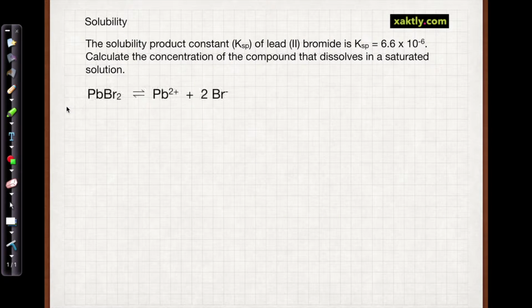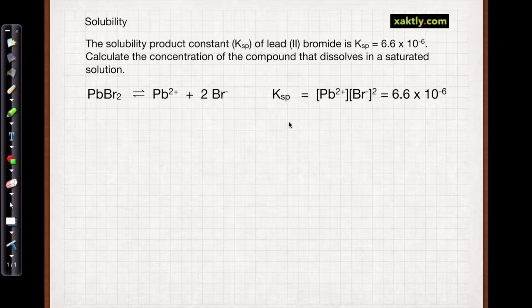A very typical kind of solubility problem. We're given the solubility product constant, and we want to know how much of the salt we can actually dissolve in water. So the first thing you want to do in problems like this is to write down the dissolution equation and then write down the KSP expression. In this case, it's the concentration of lead ions times the square of the concentration of bromide ions.